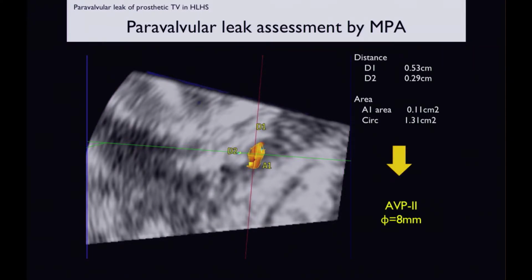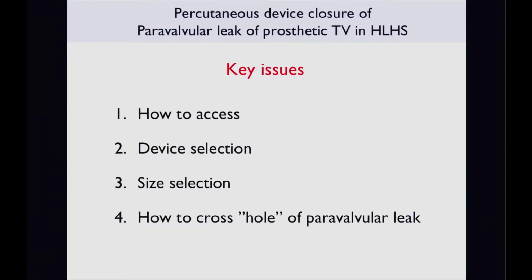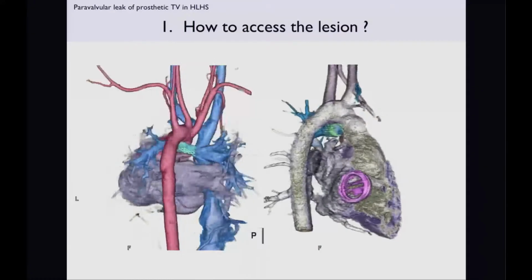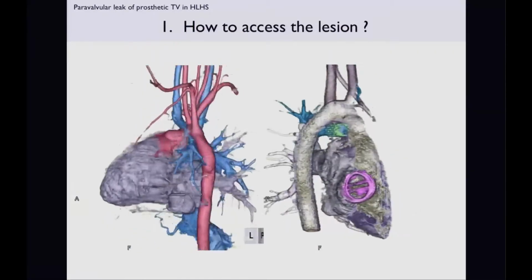So we chose the AVP2 with a diameter of 8 millimeters, because the diameter of 0.5 millimeter times 2.9 gives an area of 0.11 square centimeters. So I think this is how to access the lesions. I think this is made by the 3D in a CD.